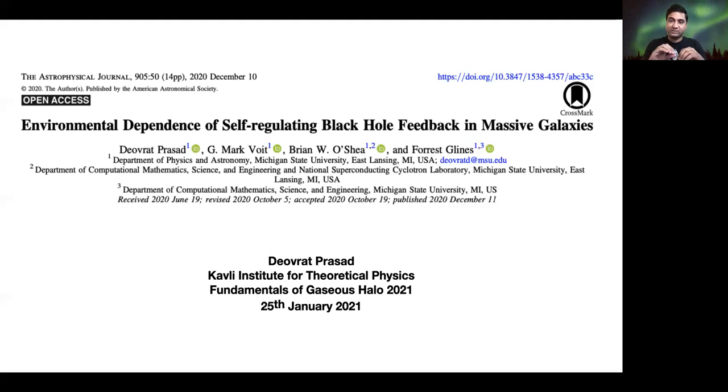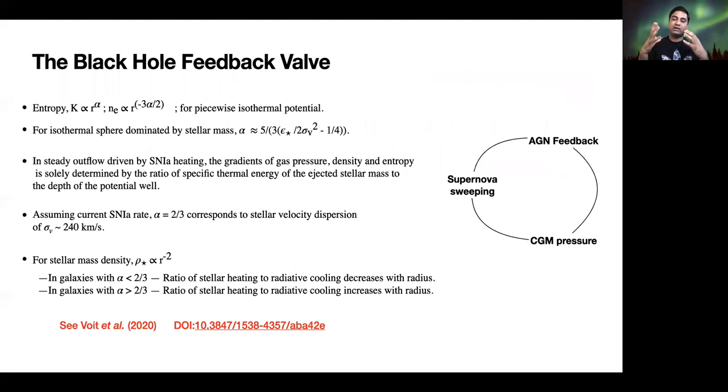However, before we look at numerical simulation results, let's look at some of the theoretical arguments of how these environmental factors may play a role in controlling the feedback cycle. So if we assume that our galaxy has piecewise isothermal potential, then we can write the entropy and electron density profile as power law functions of radius. Now, for isothermal potential that is dominated by stellar mass, as is the case with our galaxies, the alpha is directly related to the ratio of the specific thermal energy of the ejected stellar mass to the depth of the potential well. This is assuming that the outflow is solely driven by SN Ia heating.